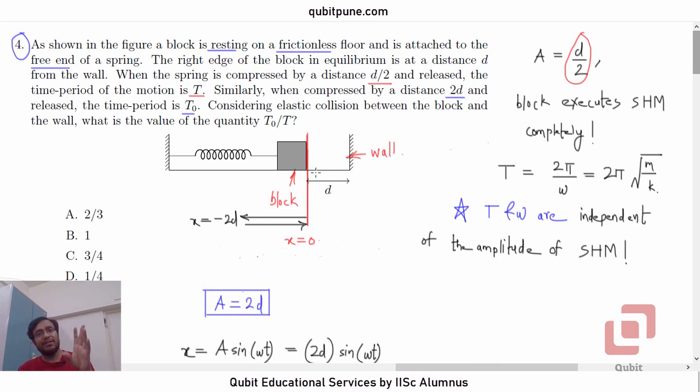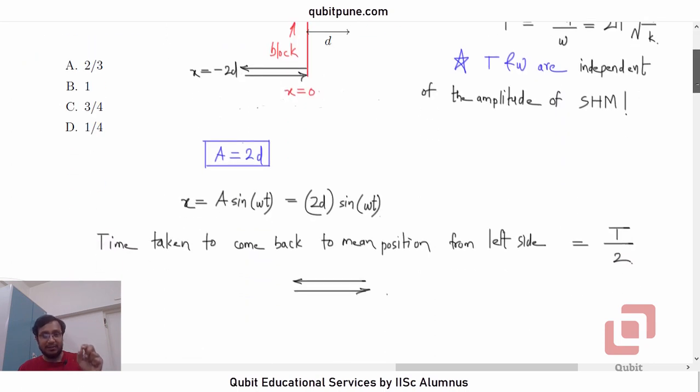And the motion of SHM being symmetric about the mean position, if originally the time period is T, and it is independent of the amplitude of SHM, no matter by how much amount you compress the spring, it will always take half a cycle, or time equal to half the period, to travel leftwards and come back to its mean position. Now the question is, how long does the block take to reach the wall and again come back to its equilibrium position? That is going to complete one cycle.